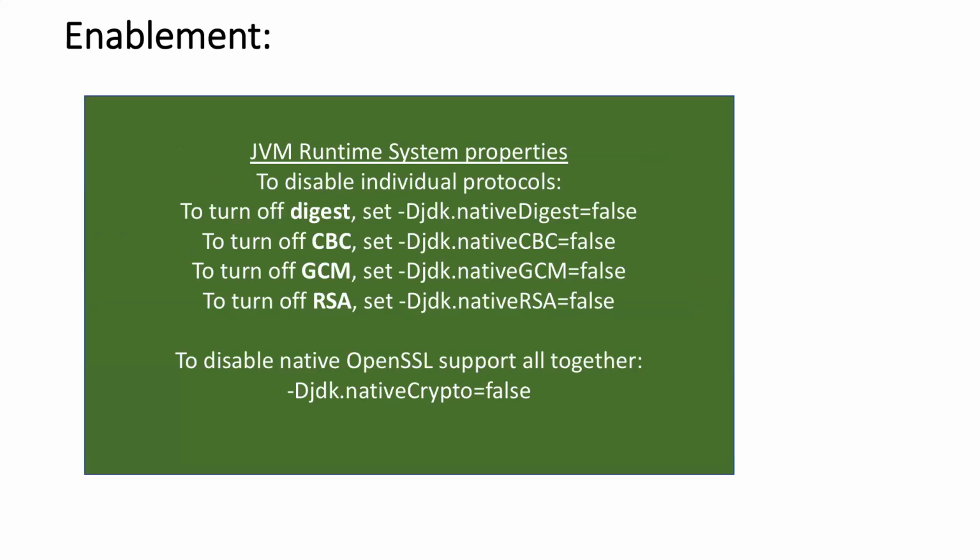Okay, enablement. By default, the OpenSSL support is enabled as long as the library can be found. However, should you wish to disable a specific protocol, you can do that by specifying a runtime option, jdk.native, the given protocol, equals false. Or if you want to disable the OpenSSL support altogether, you can just set jdk.native.crypto to false, and it will then fall back to using the standard OpenJDK JCE implementation.